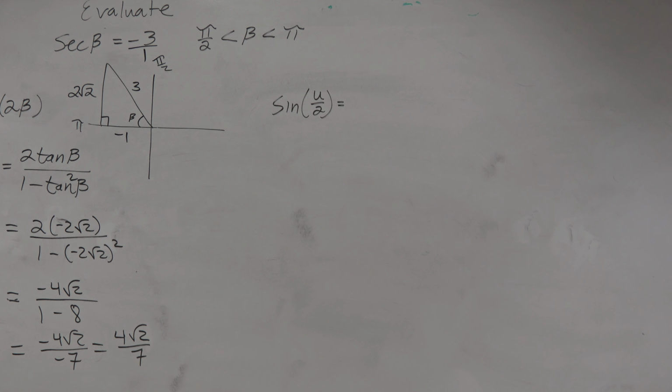Now let's go and do sine. So sine, for the same thing, guys, we have our restriction. Secant of beta equals -3, which is hypotenuse over adjacent. And then we created our triangle. We used Pythagorean theorem to find our opposite side.